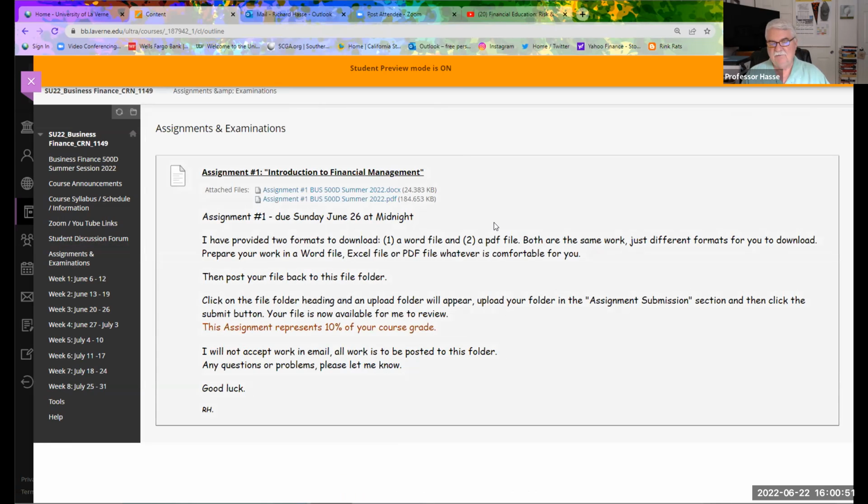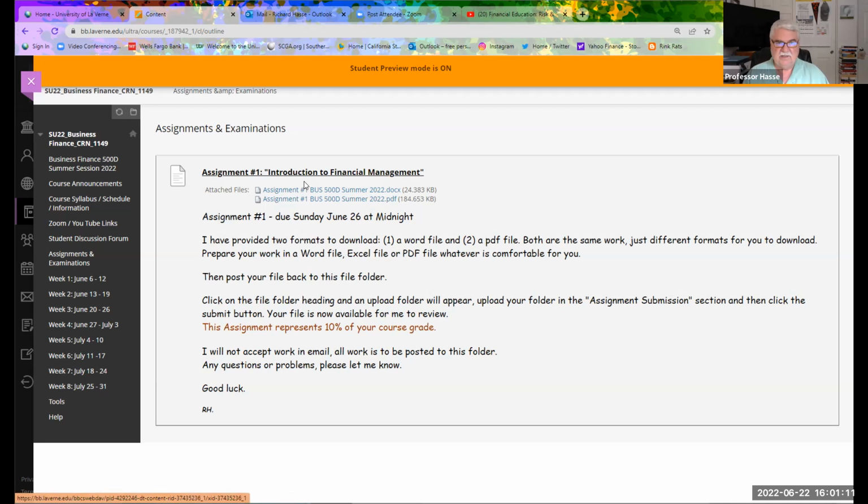I gave you 2 files. It's both the same work. One is a Word doc file. Another is a PDF file. Please download those, do the work. If you require an additional Excel or spreadsheet file, please do so, and then post it to this file folder at the end when you get your work done.